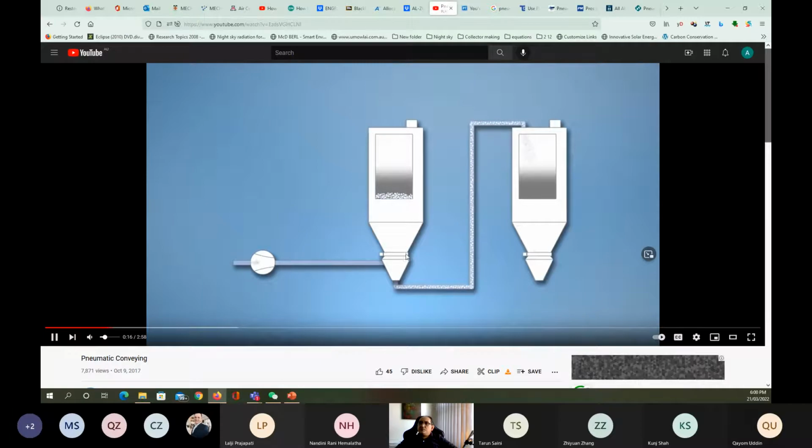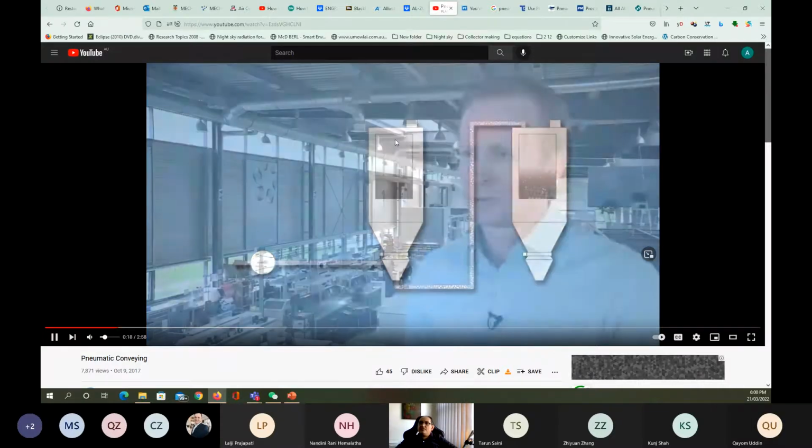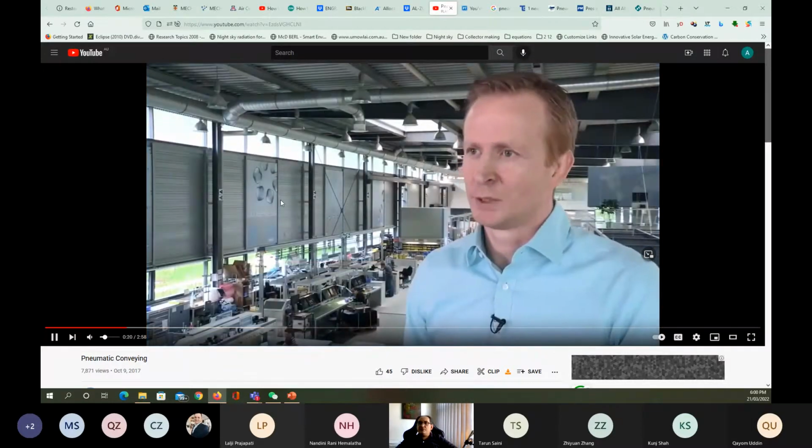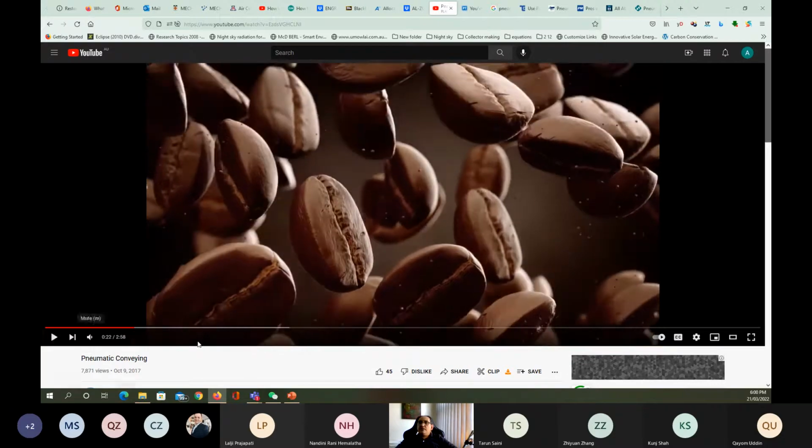So it's just a simple way to move the material from site number 1 to site number 2. It's usually used with food material because we would like to keep it clean. And also the most important thing, we would like to keep it unbroken because we don't want to buy coffee and then re-grind it. We want to have it as a full drink.